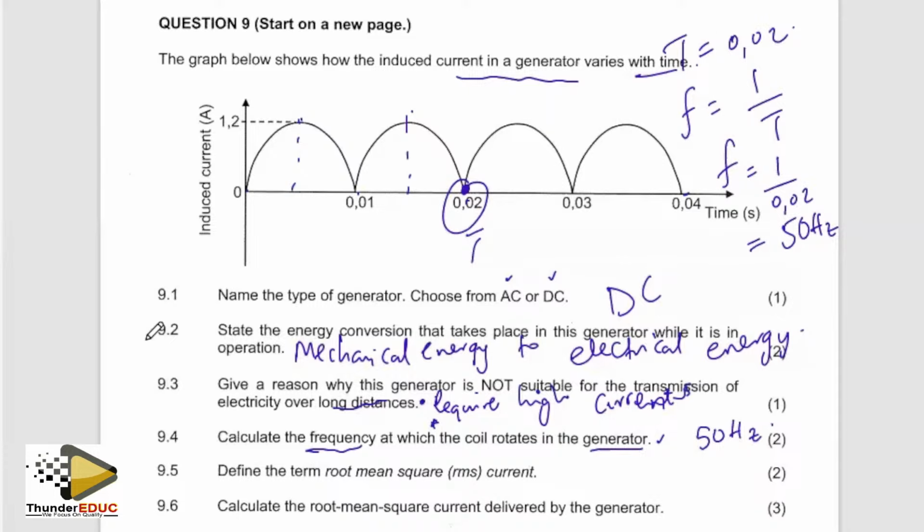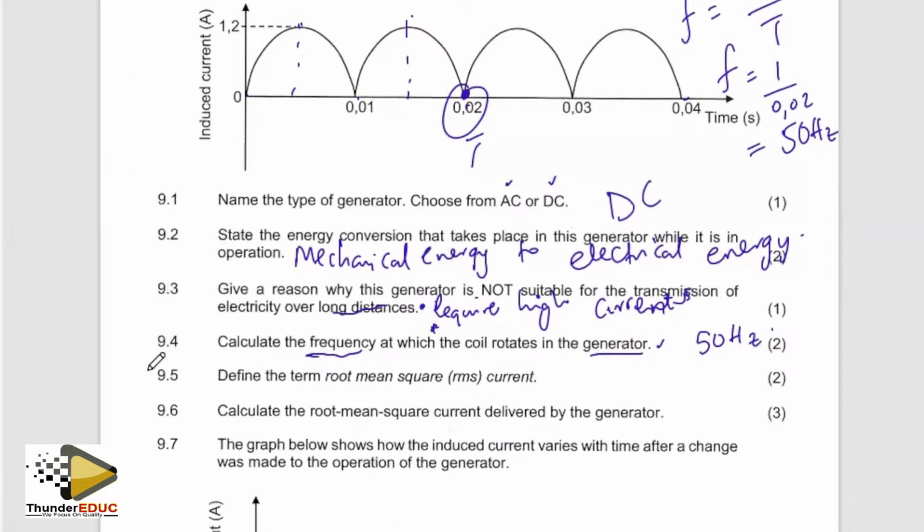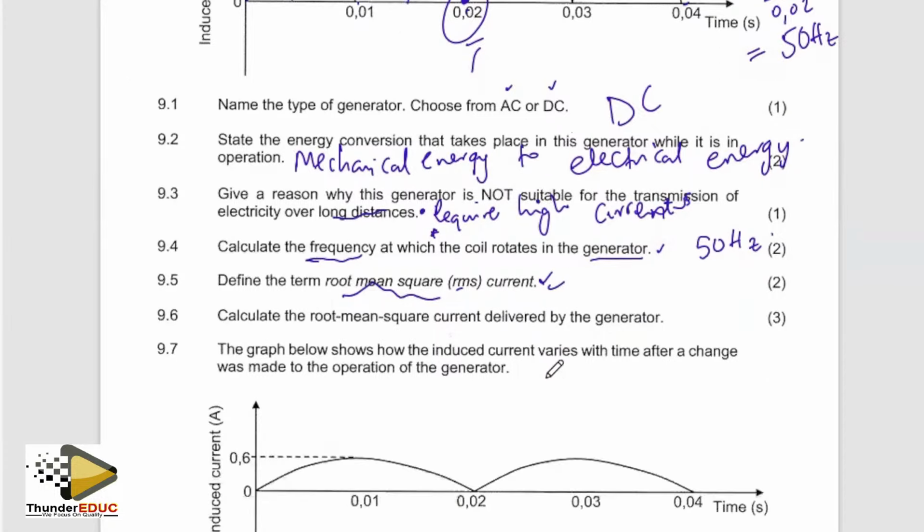All right, then 9.5 is a definition, even if we skip that. Root mean square, we have it in our books and stuff. So it's saying the equivalent DC current that will give us the same effect as the AC that will be flowing within the circuit.